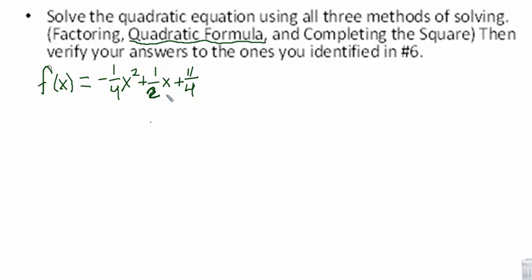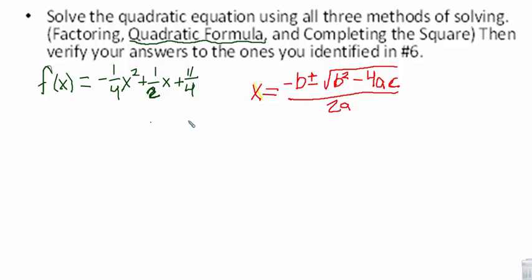Now if you don't remember, this was my equation here in standard form. Once you get in standard form, then you can actually do the quadratic formula. And if you remember the quadratic formula, it is x equals negative b plus or minus the square root of b squared minus 4AC, all over 2 times A.